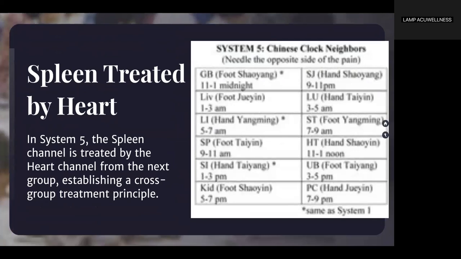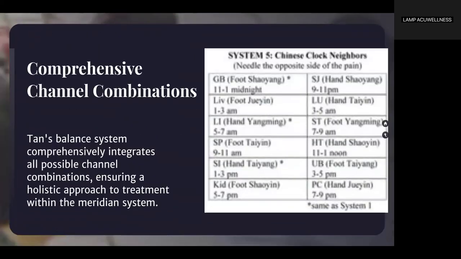In System 5, the spleen channel is treated by the heart channel from the next group, establishing a cross-group treatment principle. Tan's balance system comprehensively integrates all possible channel combinations, ensuring a holistic approach to treatment within the meridian system.